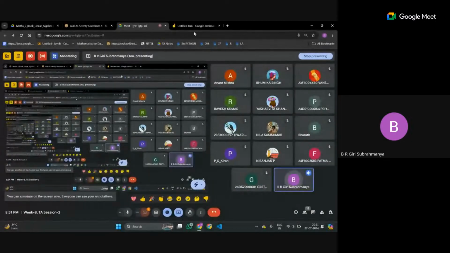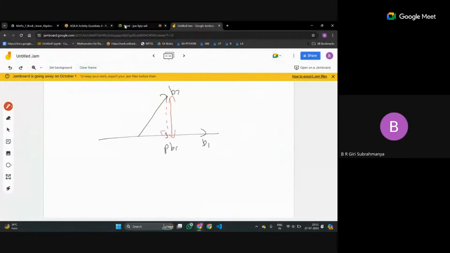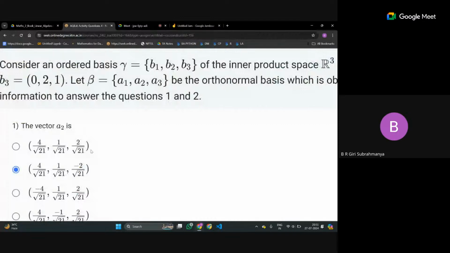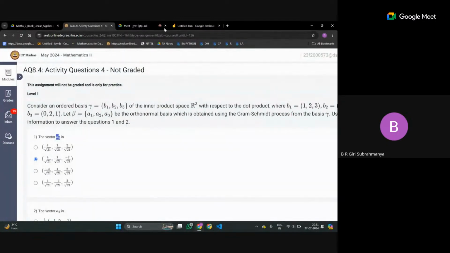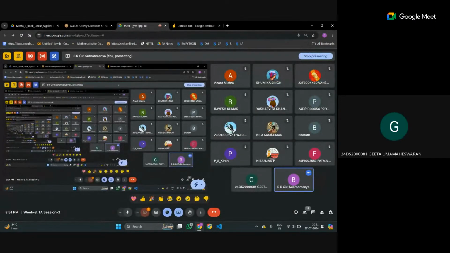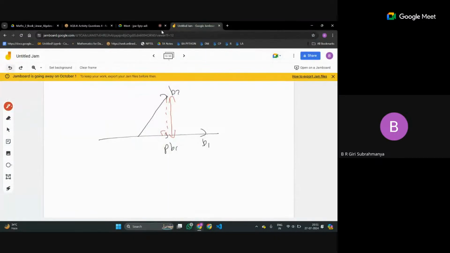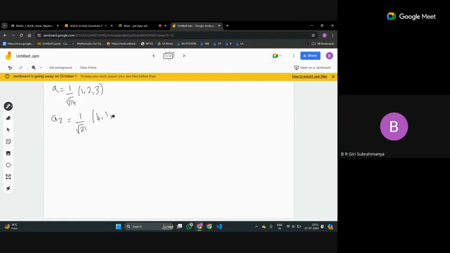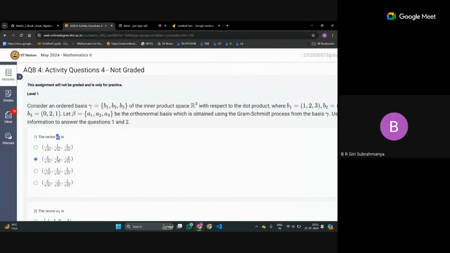Is A2 fine, or should I do A2 again? If everyone is okay, we can go to the next. Okay, fine. So your A1 was equal to 1 by root 14 of 1, 2, 3. Now your A2 is 1 by root 21 of 4, 1, minus 2. So this option was correct.